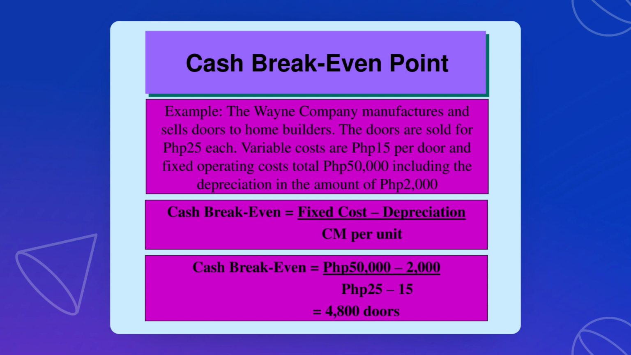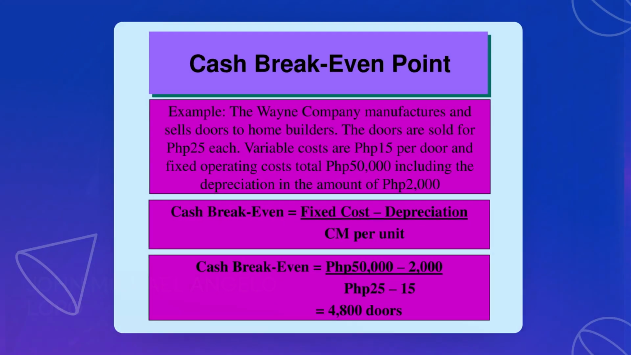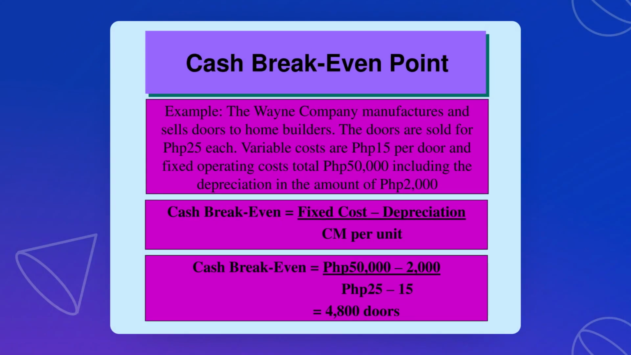Very good. So what happened here, class? In the break-even point we discussed last time, it was only the 50,000 divided by the CM per unit of 10. But now, since the question in the CPA board exam is the cash break-even point, what will we do? We will subtract the depreciation. So the cash break-even answer here is 4,800.